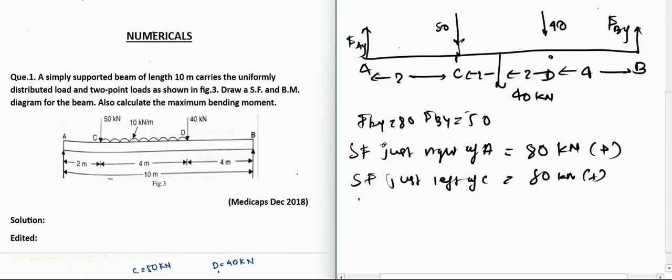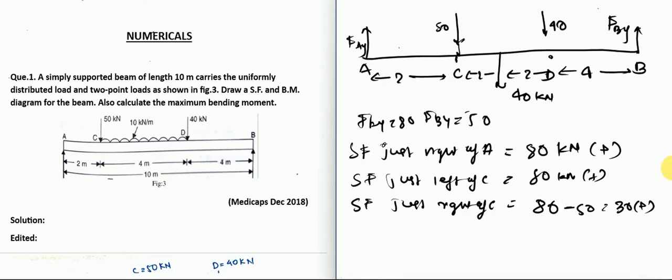So if you calculate shear force just right of C, there will be two forces. One is FAY and one is 50 kilonewton acting downwards. So FAY is 80 in the upward direction and 50 in the downward. So it will give a 30 again in the positive direction. Just right of C, we have calculated this.